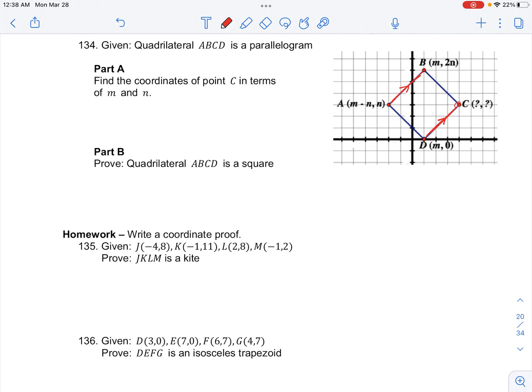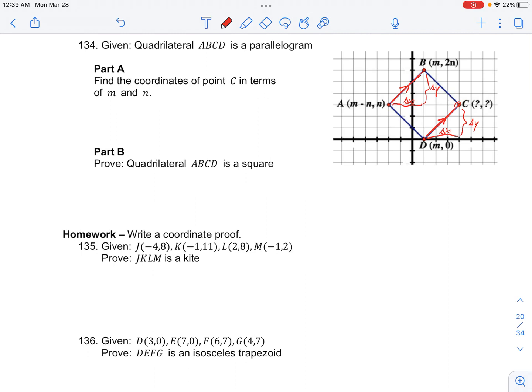This means that the change in x from D to C, this delta x, must be the same delta x as from A to B, and the same goes for the delta y's. So this delta y must be the same as delta y from A to B. That will give the same slope, and it'll also give the same distance covered.